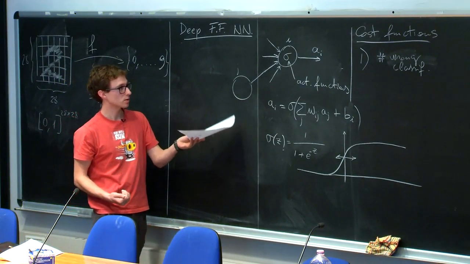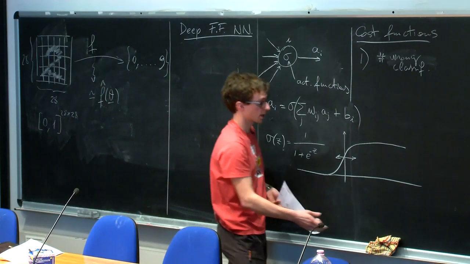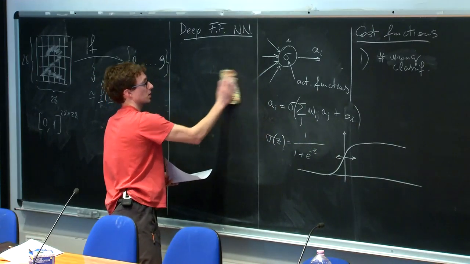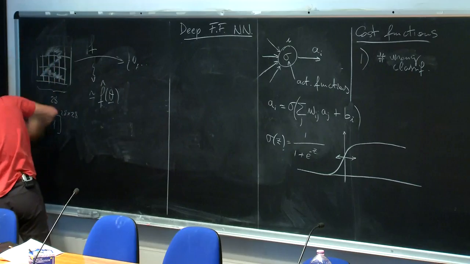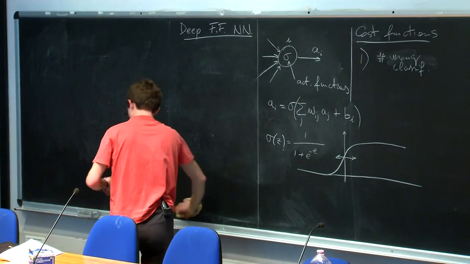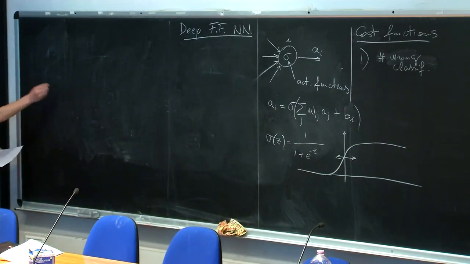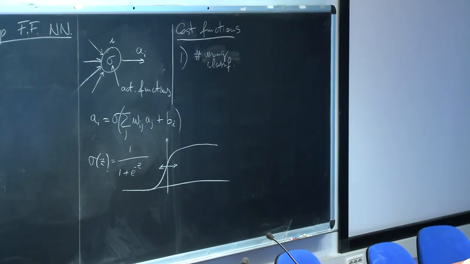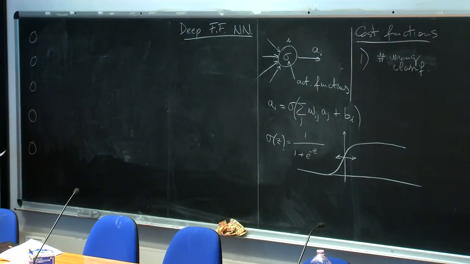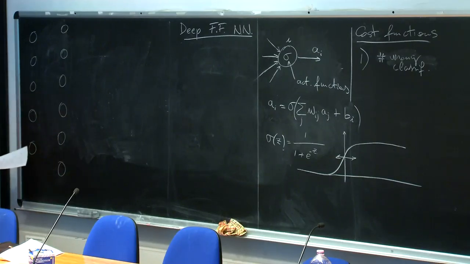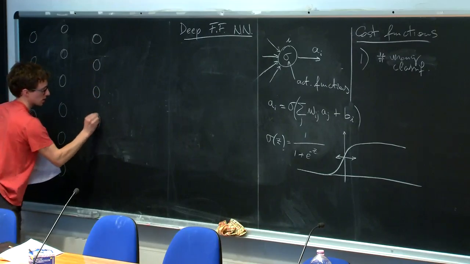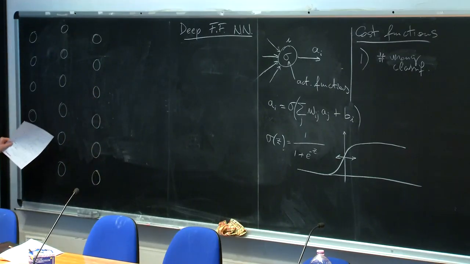Now this is the building block of the neural network. Since it's a neural network, there's a network underlying, and that's going to be the more interesting part. Now, a deep feed-forward neural network. Feed-forward means that the structure of this network is like a lasagna, basically. It's a layered structure in which the contribution to each layer comes only from the neurons in the layer before.